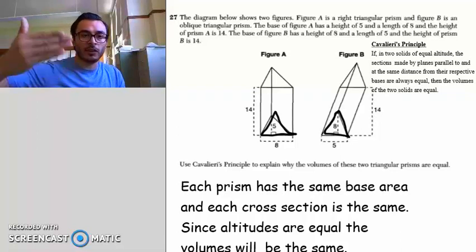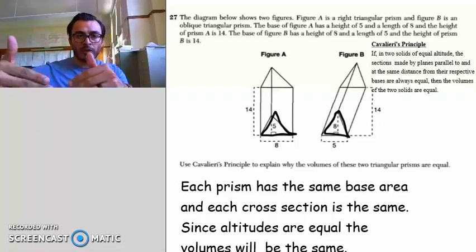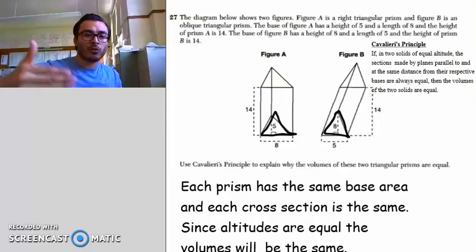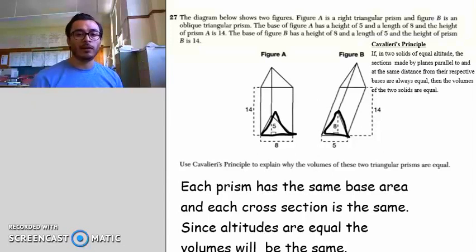If you were to slice up both prisms, if you were to make slices out of them, all those cross-sections, all those slices, they would all have the same area. And since the altitudes are equal, then the volumes will be the same. Okay, that's the best I can do for now. So that's number 27.